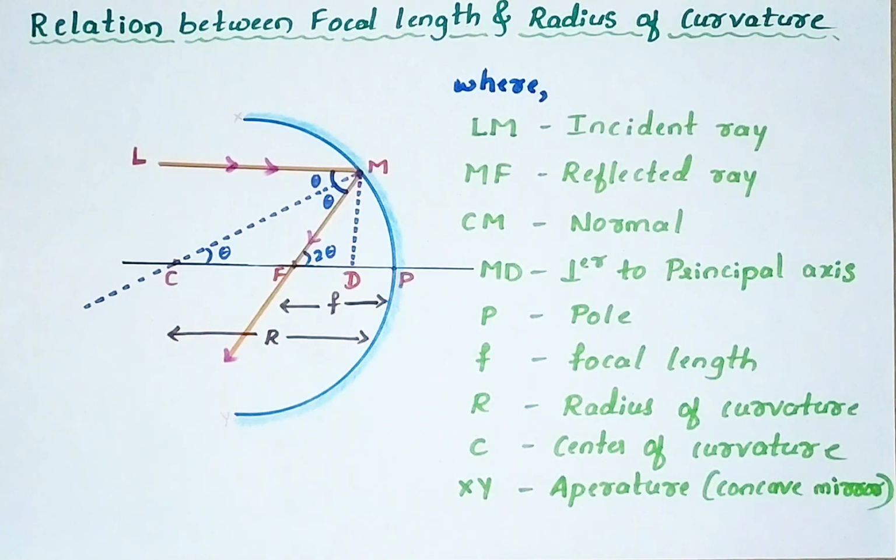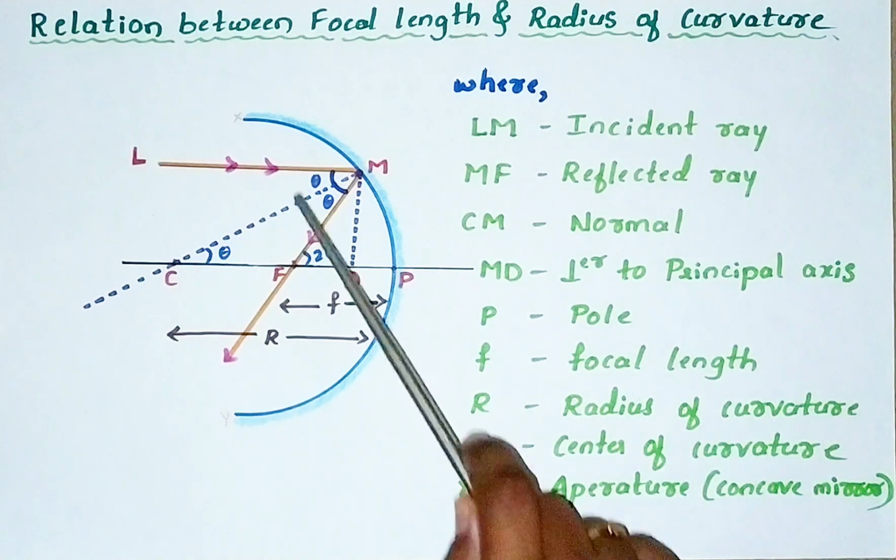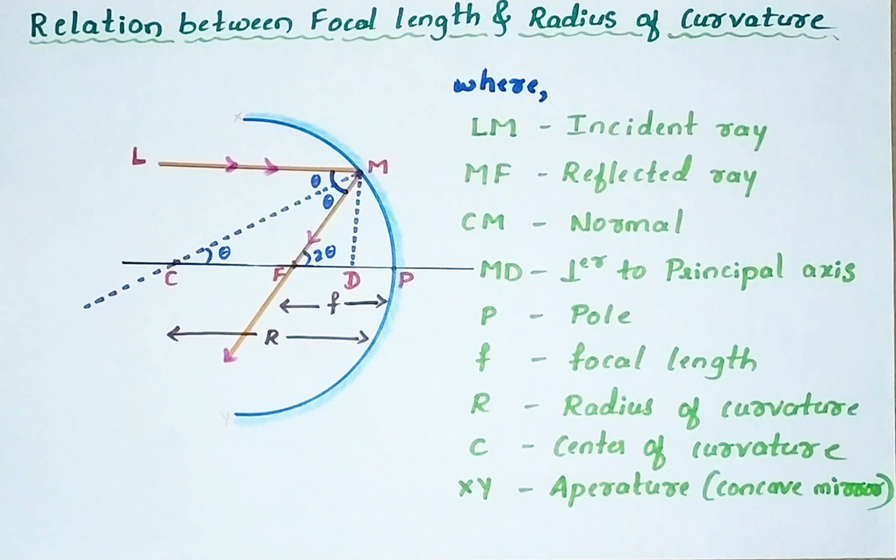Now here I am going to consider a concave mirror whose reflecting surface is towards the center of curvature, and this concave mirror gives a real and inverted image. We can consider either a concave mirror or a convex mirror and get the same result, that is, the relation between focal length and radius of curvature. I am considering the concave mirror only because we can get a real image and converging of light takes place after reflection.